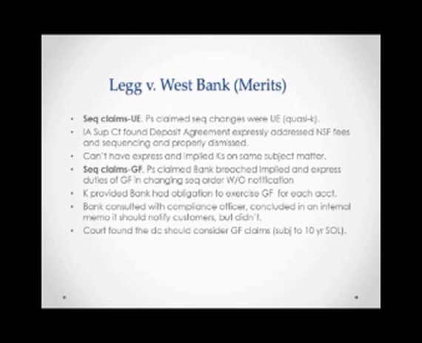So as far as the different types of sequencing claims, first there was a theory under unjust enrichment. And the court didn't really go into this too much, but unjust enrichment is that sort of quasi-contract theory. It's kind of a restitution form.